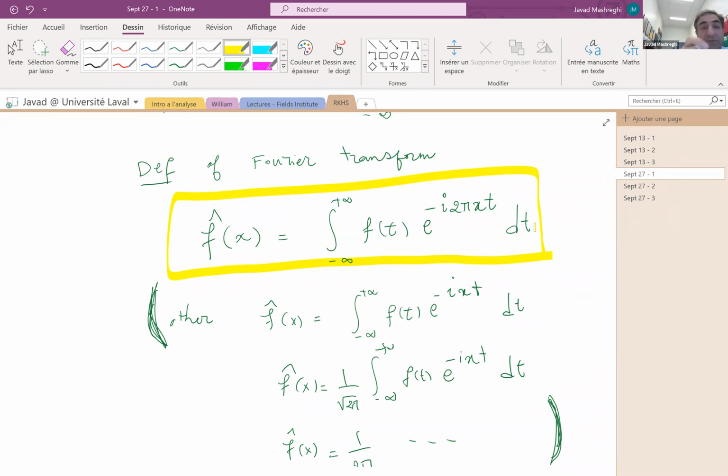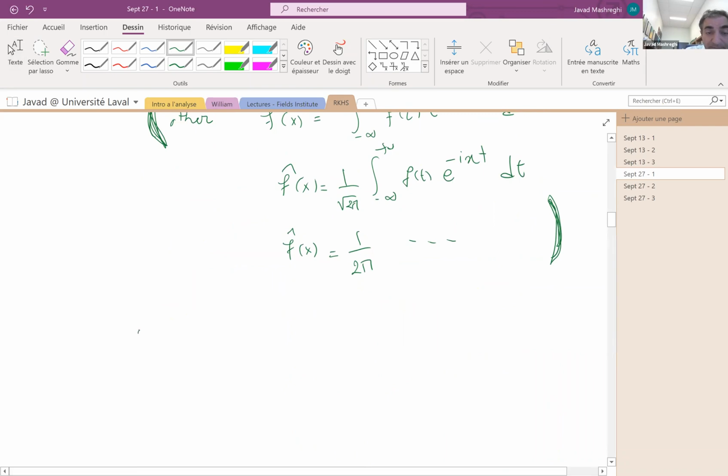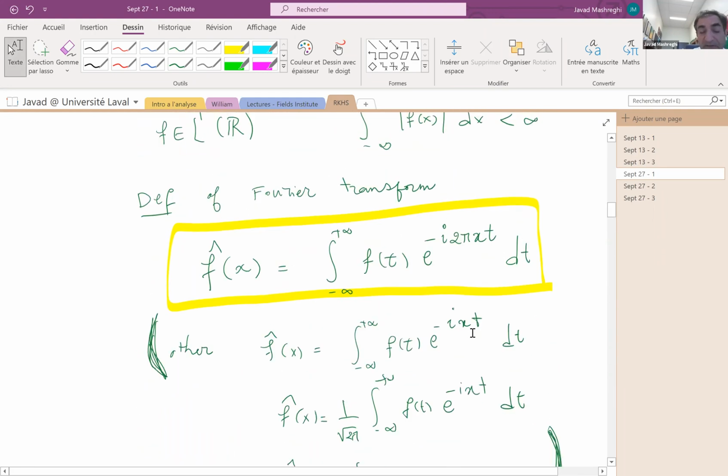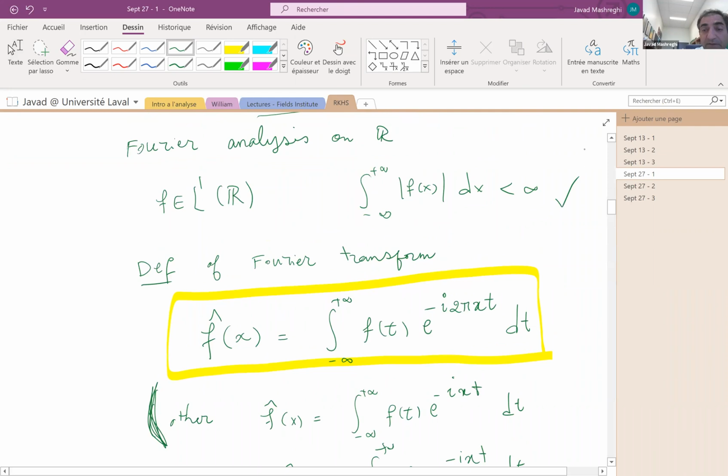So that's our definition. What can we say about f hat? This is again an easy exercise to show that f hat is a continuous and even uniformly continuous function on R. That's very easy. You just calculate f hat of x minus f hat of y, put it inside the integral, and use this fact and the dominated convergence theorem to obtain the final result.